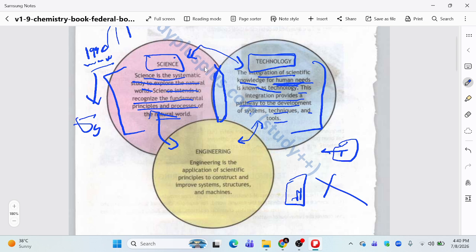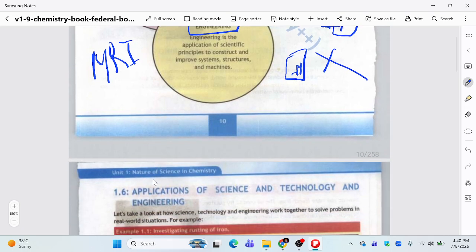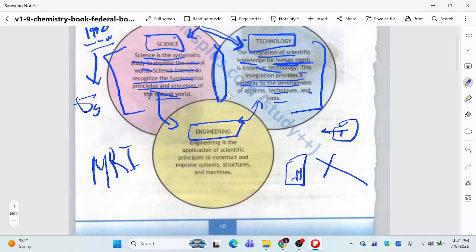Now we studied science, we studied technology, now engineering. Science helps us to understand the fundamentals, and technology gives us a 3D model. We will study examples of these three, correlating them. There are many, like MRI machines, which are the most important example. Further onwards, we can study, like over here, rusting is mentioned.